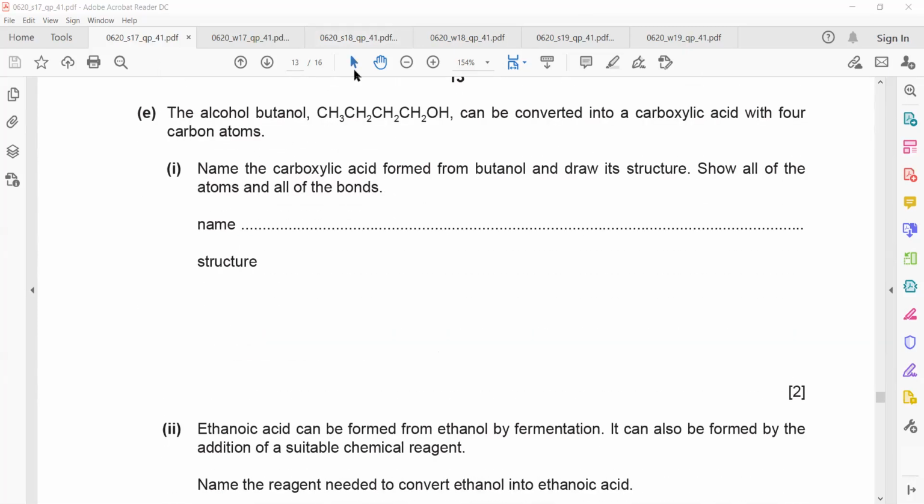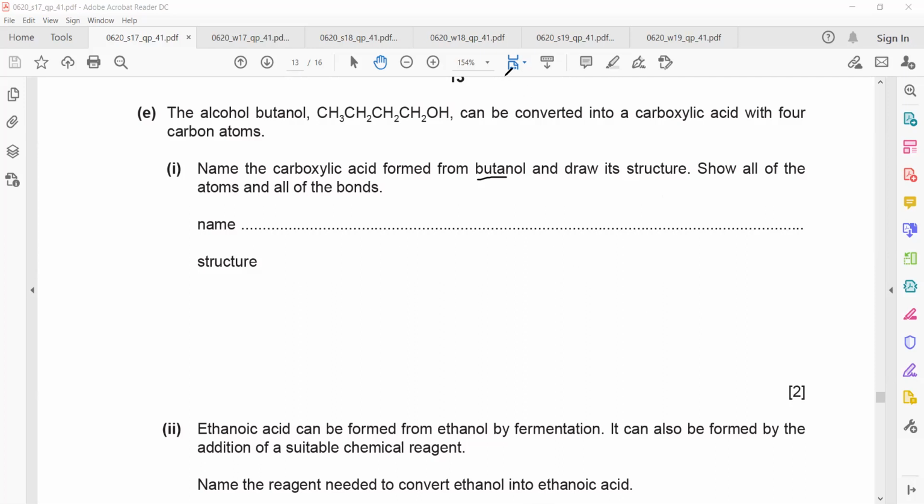Alcohol, butanol, can be converted into a carboxylic acid with 4 carbon atoms. Name the carboxylic acid formed from butanol and draw its structure. So if we oxidize alcohol, we can form carboxylic acid. So if it is butanol, which carboxylic acid will be formed by oxidation? It will form butanoic acid.